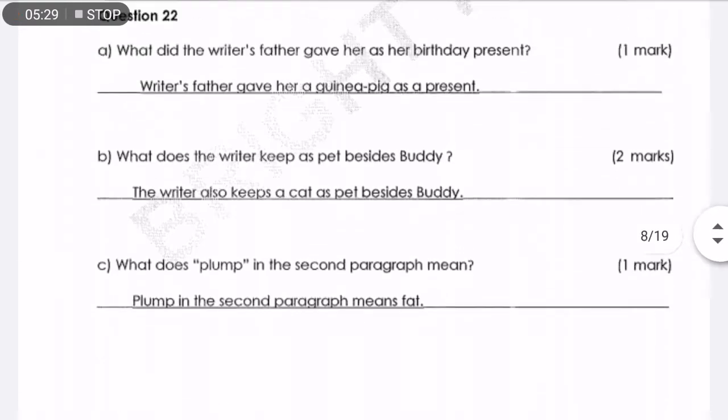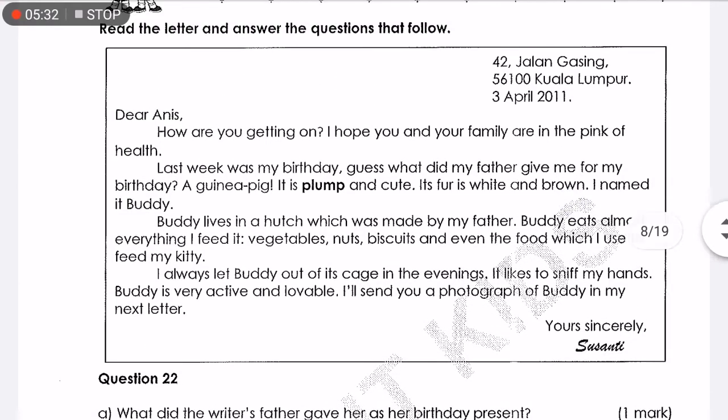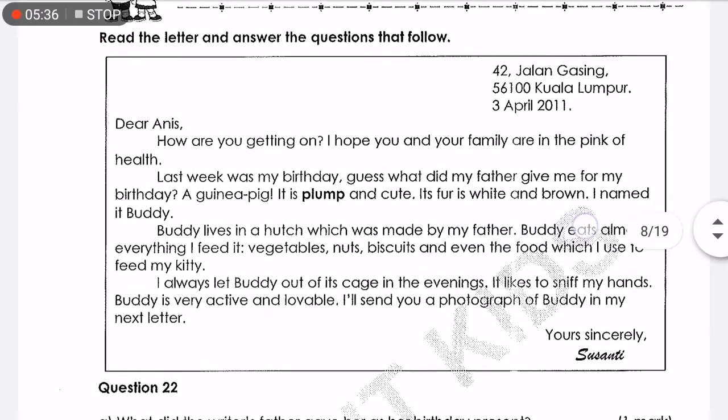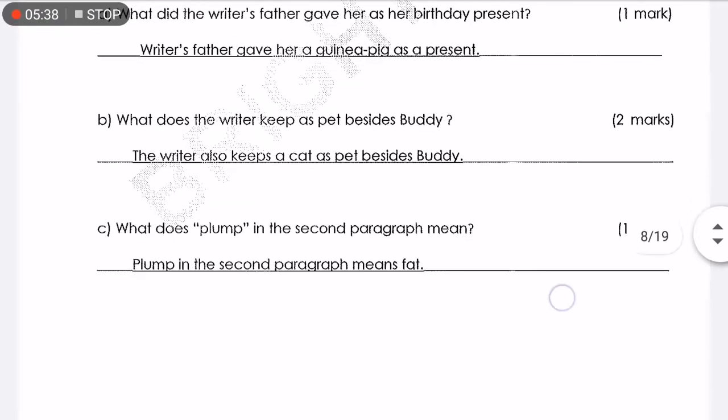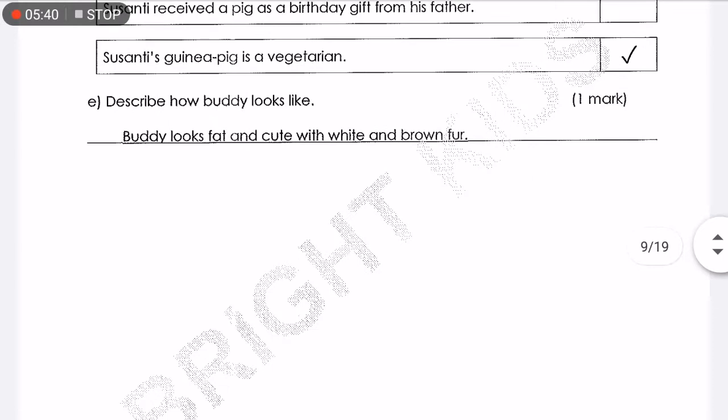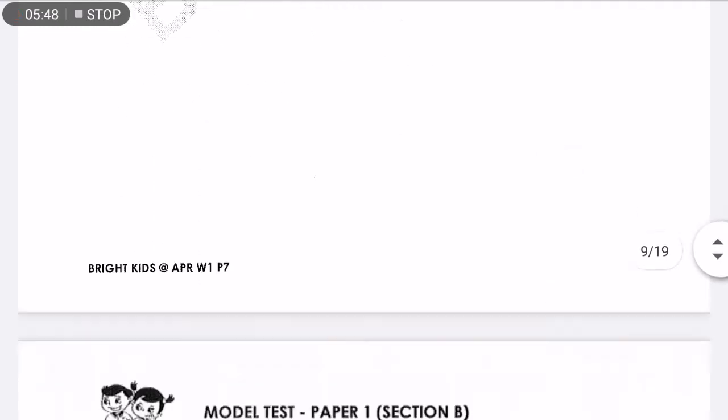Let's take a look. Over here, in second paragraph, is plump and cute. Its fur is white and brown. So how you can answer? You can change it a little bit. You can answer body looks fat and cute with white and brown fur, or body looks chubby and cute with white and brown fur. Alright, that's how you answer.